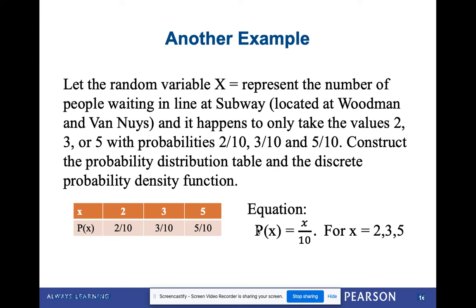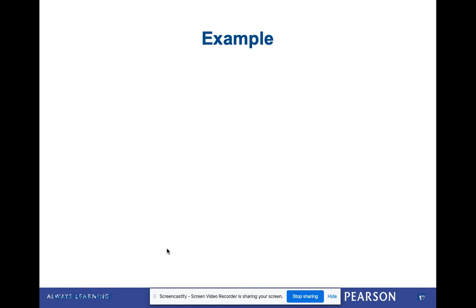Because when x is 2, it's 2 over 10. When x is 3, 3 over 10. When x is 5, it's 5 over 10. Again, this is valid because each of the probabilities is between 0 and 1, and the sum of the probabilities is 10 over 10, which is equal to 1. Let's have another example.